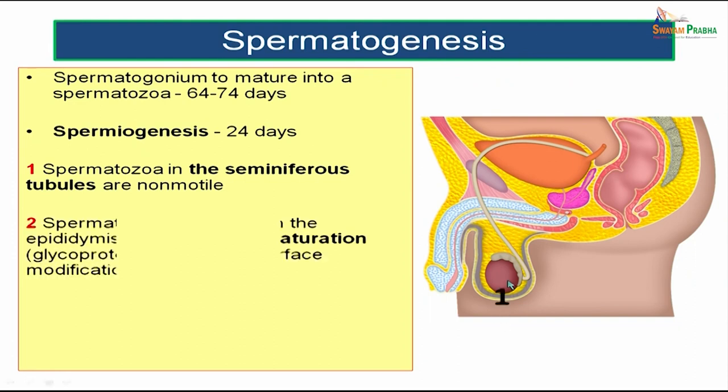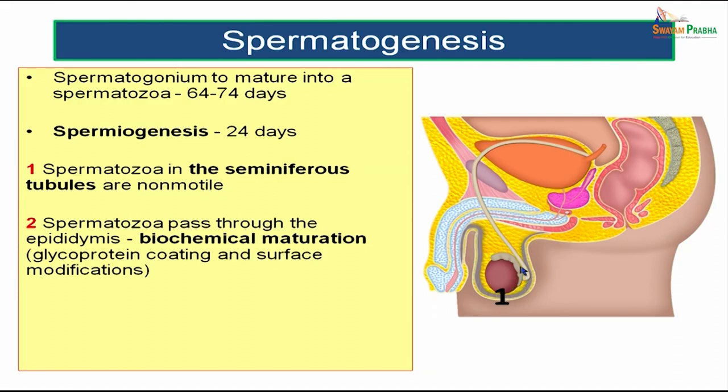Then what happens? This will be passing through the epididymis. This is the epididymis, which is lying just behind the testis. It has got a head, body and tail. The details of it will be dealt with in gross anatomy sections. So, this is the epididymis.